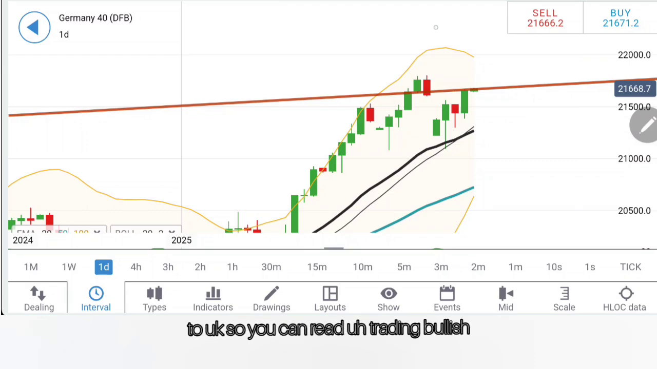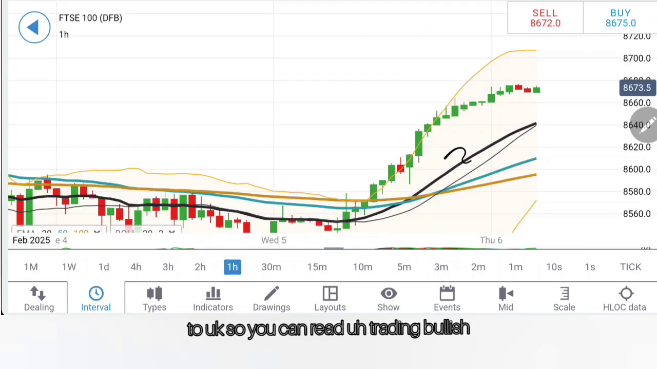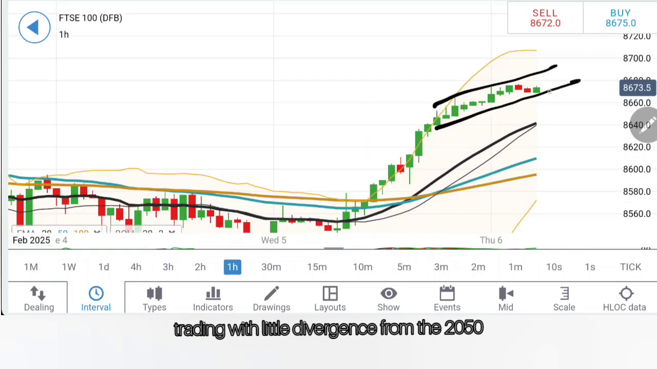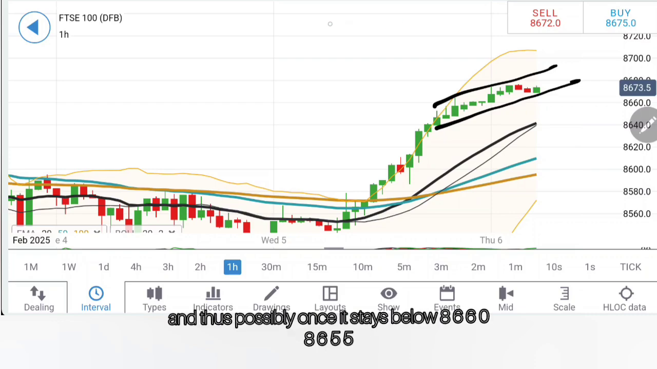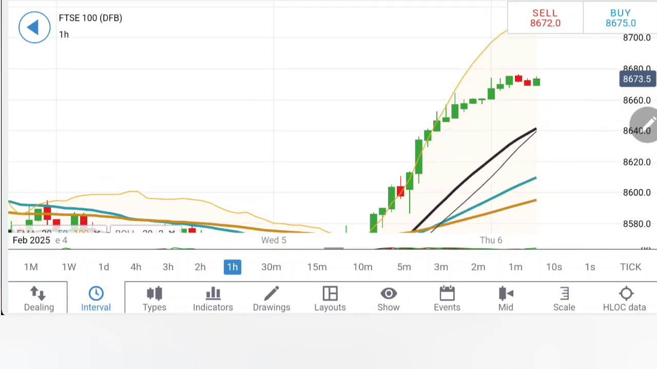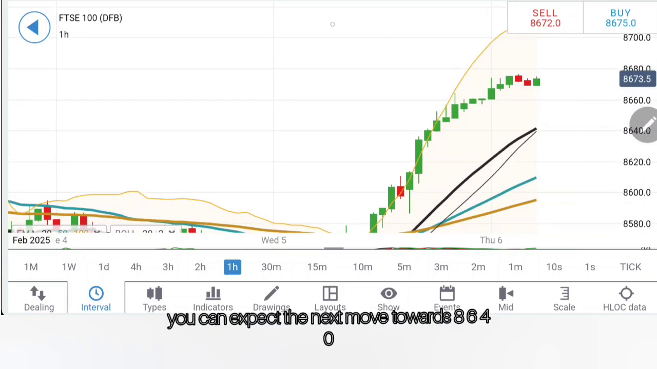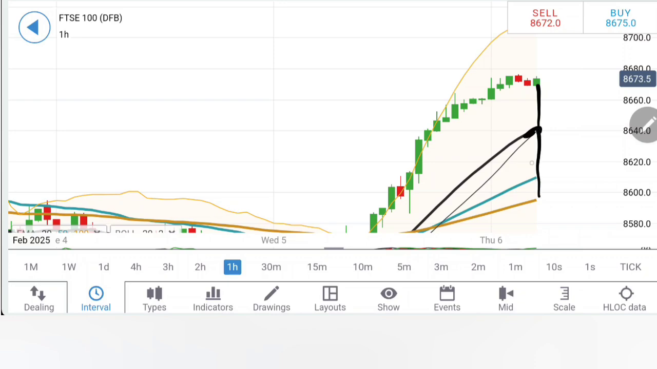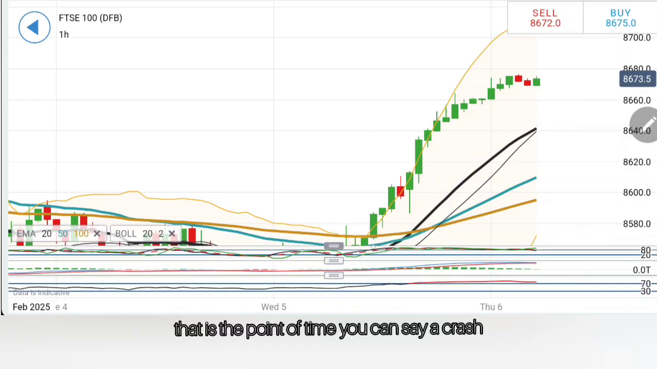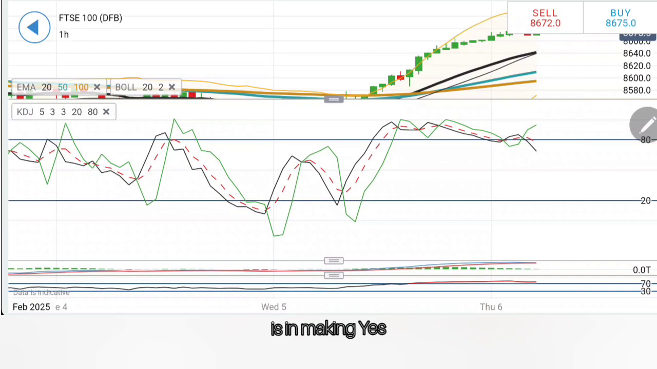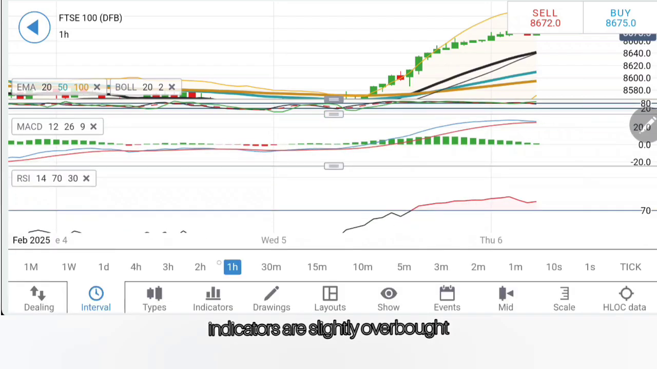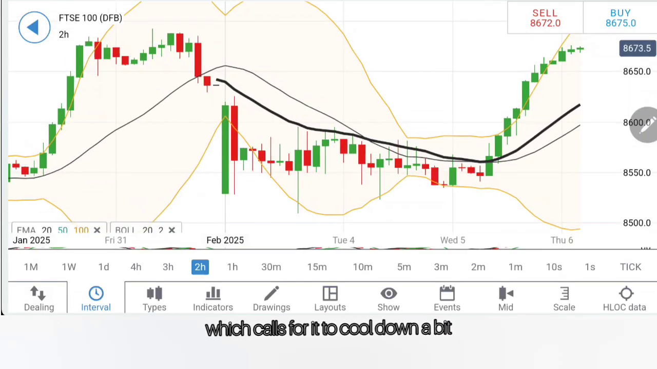Let's move to UK. So UK ended trading bullish, trading with little divergence from the 20, 50 period moving average, and thus possibly once it stays below 8660, 8655, you can expect the next move towards 8640, and if it trades below 8640, that is the point of time you can say a crash is in the making. Yes, indicators are slightly overbought, which calls for it to cool down a bit.